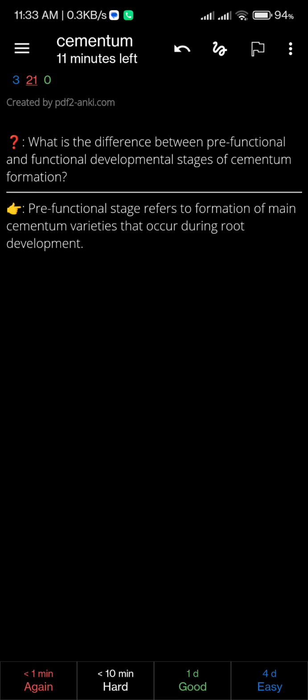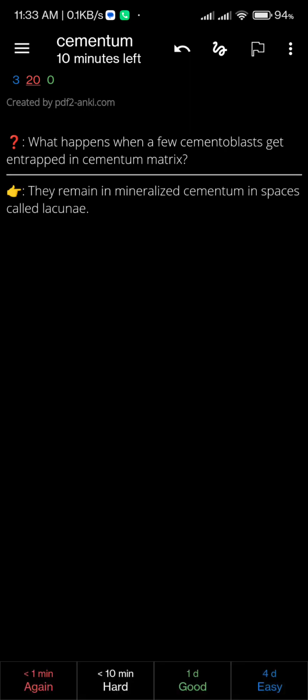What is the difference between pre-functional and functional stages of cementum? In the pre-functional stage, major cementum varieties are formed during root development. So what happens when a few cementoblasts get entrapped in the cementum? They remain in the mineralized cementum in spaces called lacunae.